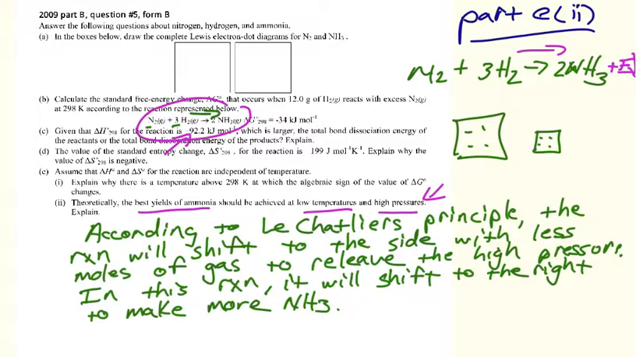Okay, so according to Le Chatelier's principle, the reaction will shift to the side with less moles of gas to relieve the high pressure. In this reaction, it will shift to the right to make more NH3. I almost forgot to say this part, that it will shift to the right, because it seemed obvious since we talked about it before. But we definitely need to say that.